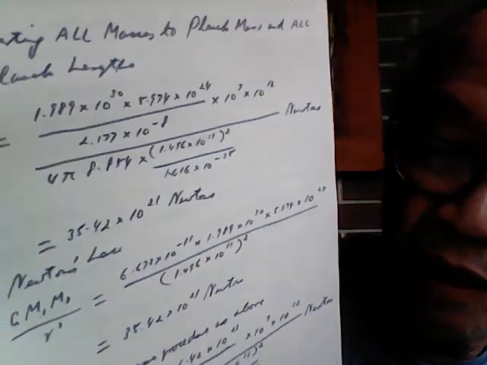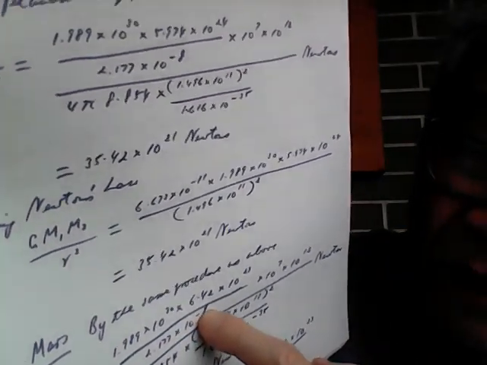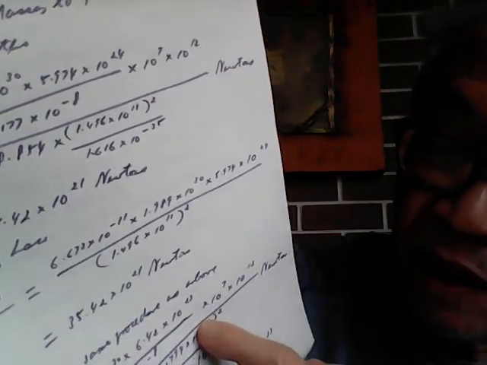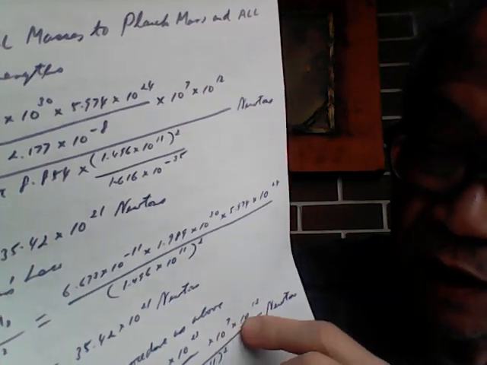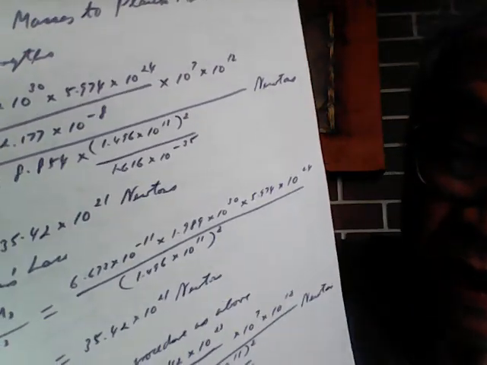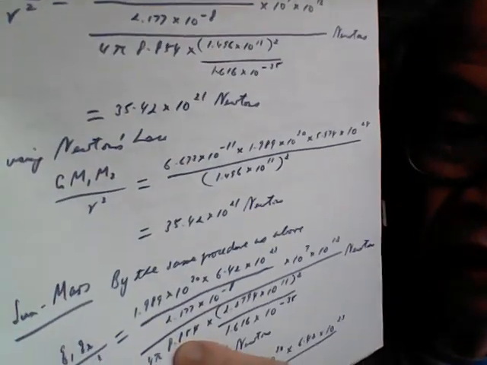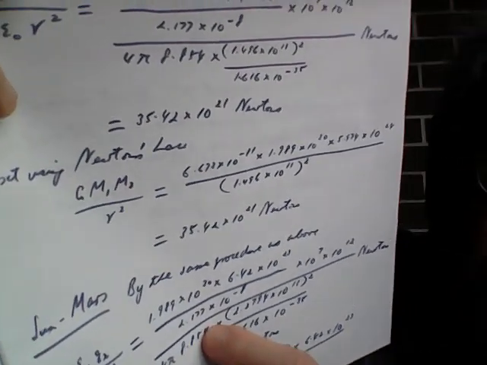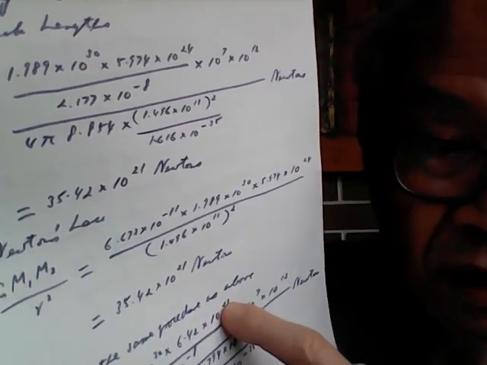And 2.177 times 10 to the power minus 8 is the Planck mass, and 10 to the power 7 is from equation 1 of video 13, and 10 to the power 12 is from the epsilon naught in the denominator. The 10 to the power minus 12 in the denominator becomes 10 to the power 12 in the numerator.